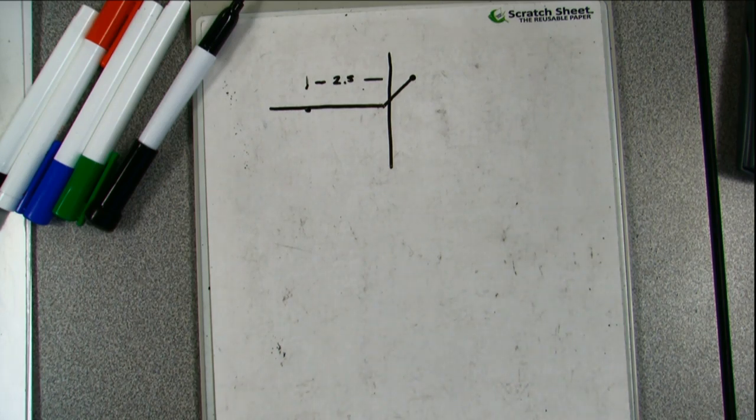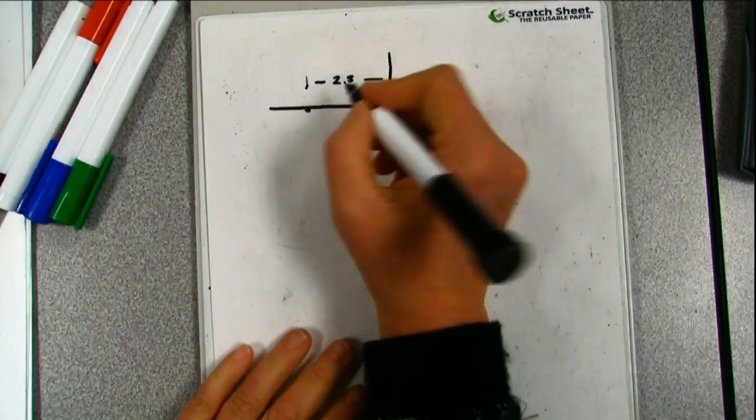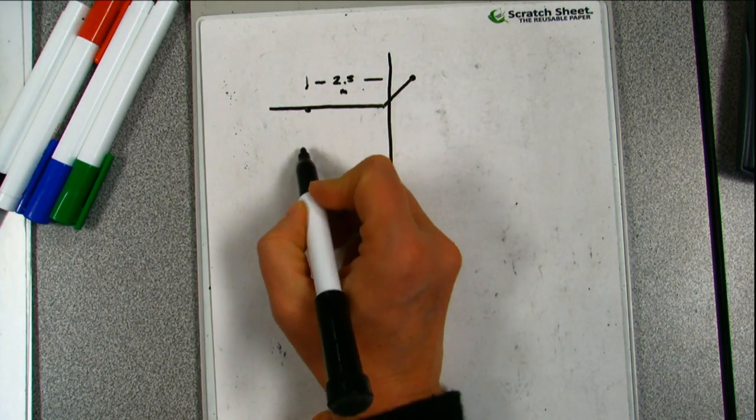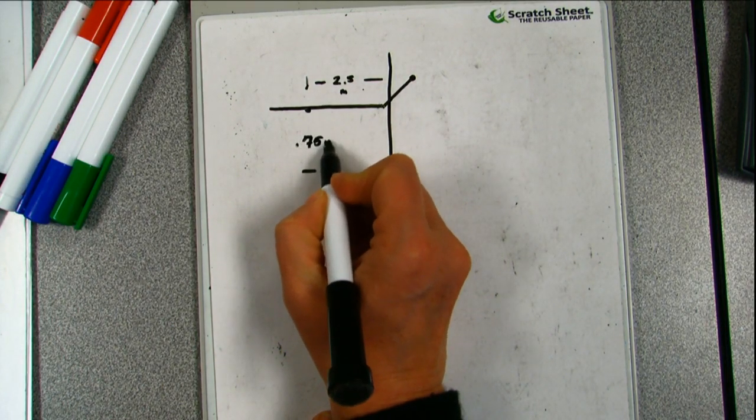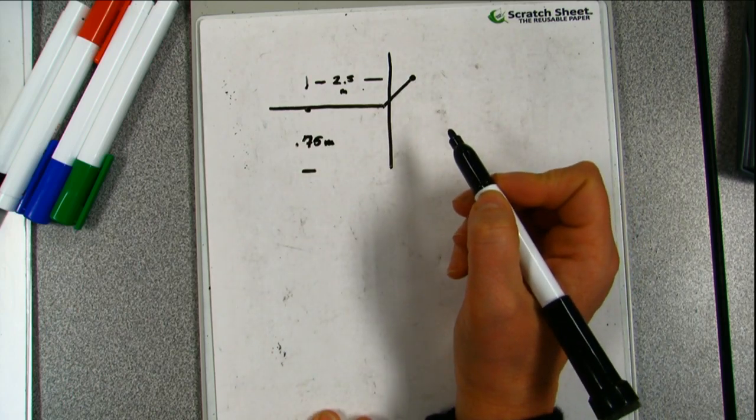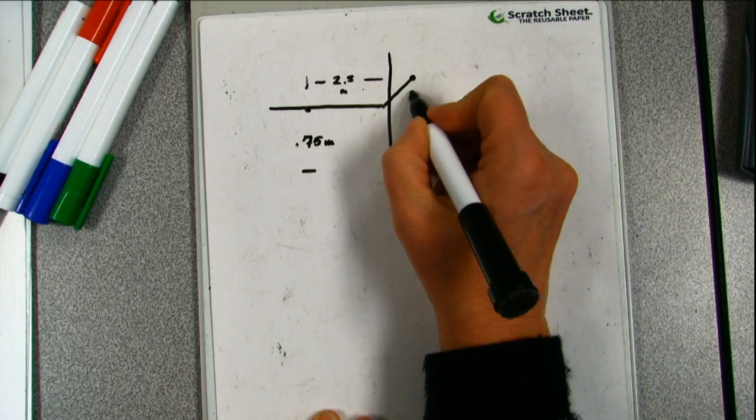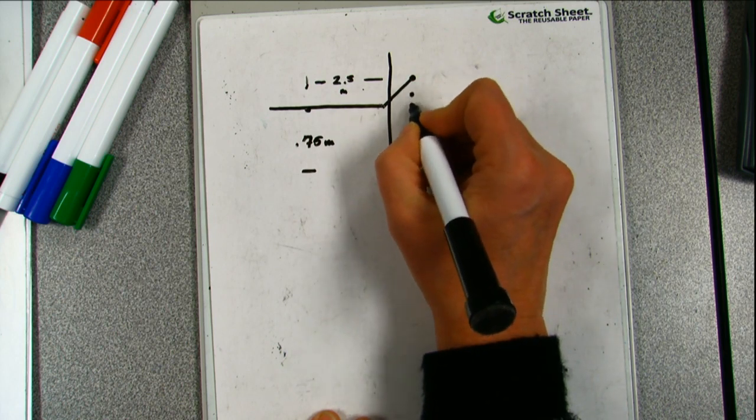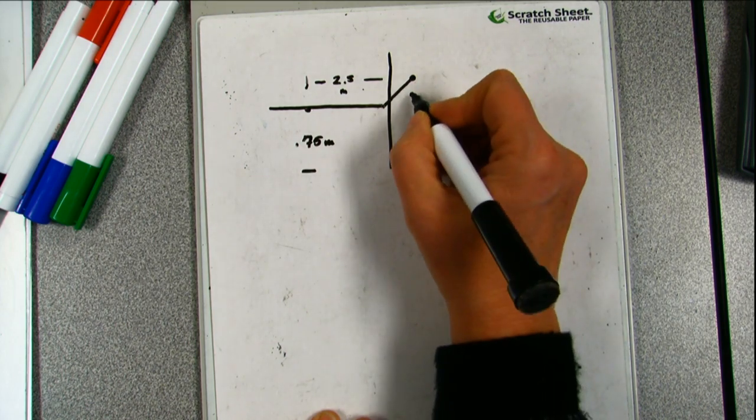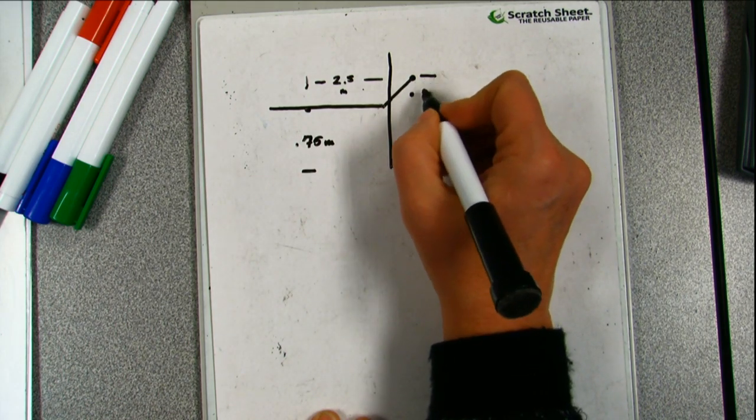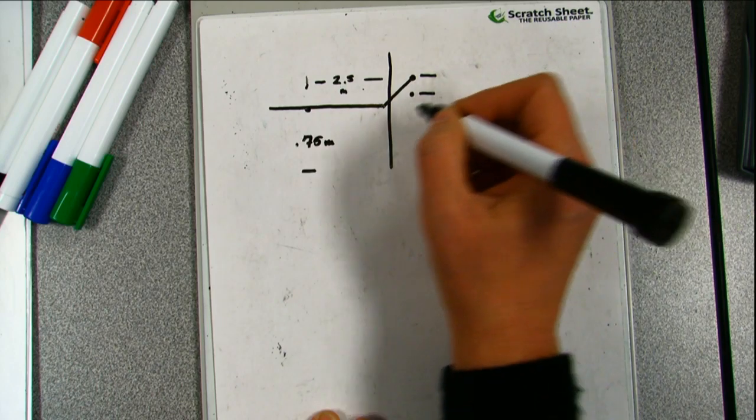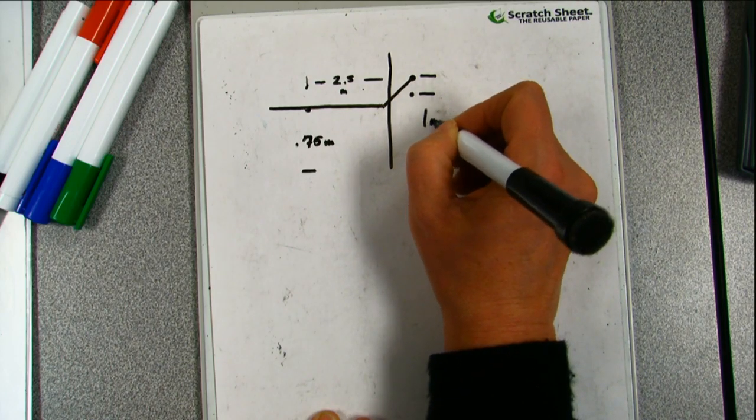Okay, so this is a railroad crossing gate. The center of mass of my gate is right there, 0.75 meters above the ground. We've got a counterweight. This is the counterweight location, and it is 1 meter above the ground.